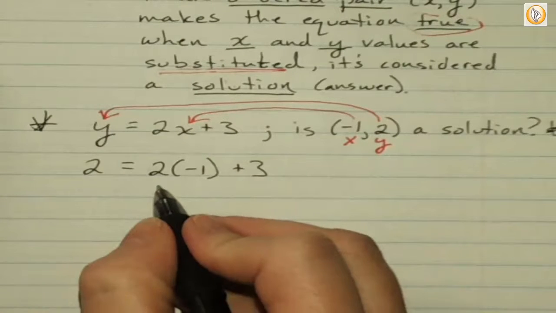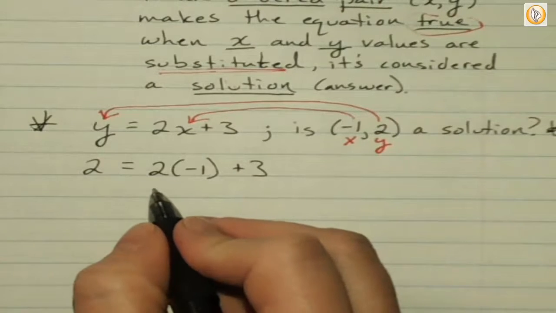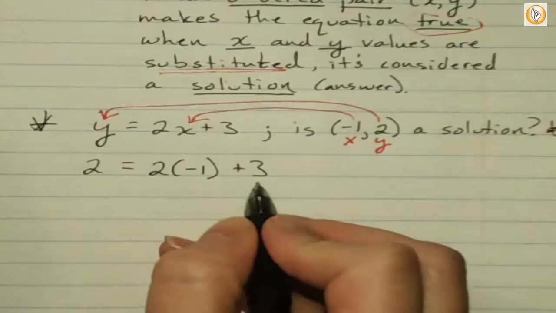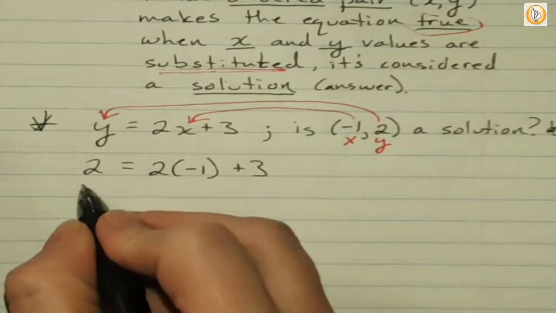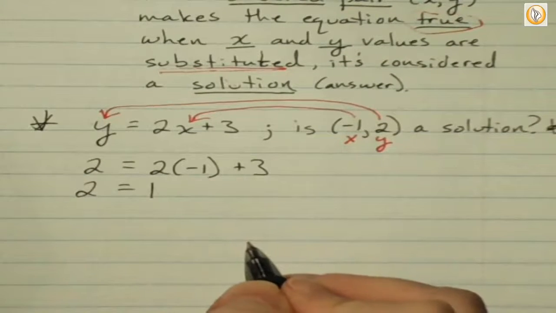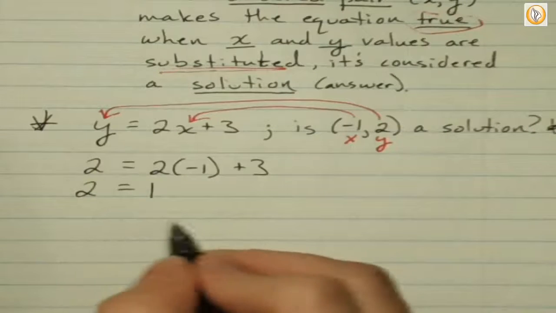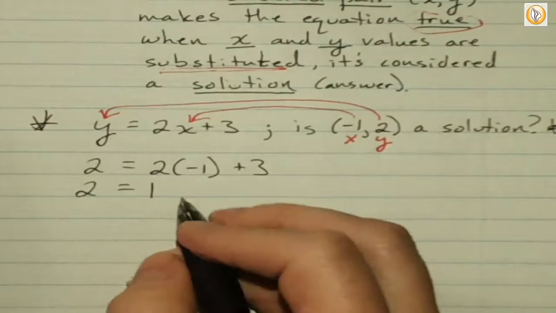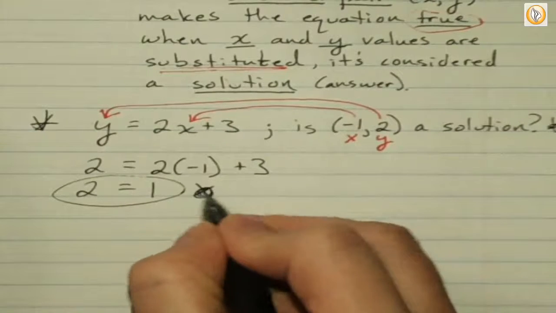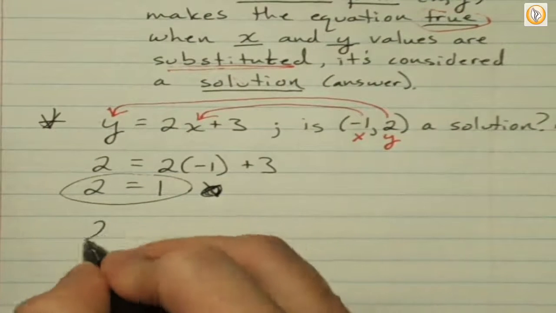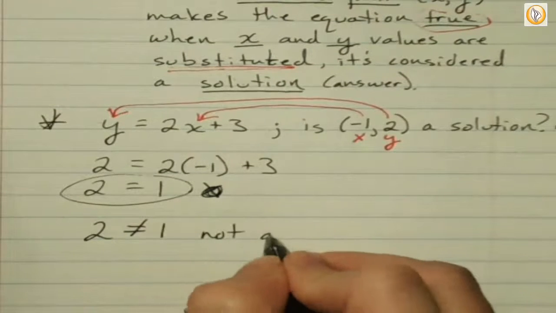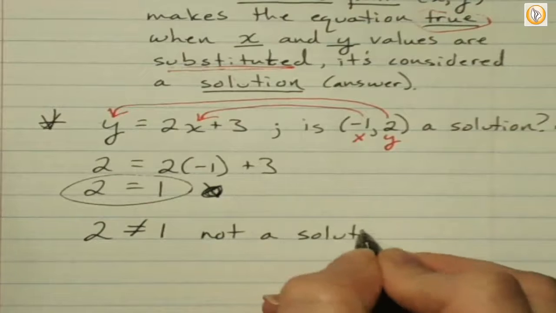So Joseph, 2 times -1 is what? -2. Plus 3 is? 1. So does 2 equal 1? Is that a true statement? No, it's not. I'll put an X. So 2 does not equal 1. So therefore, it is not a solution.